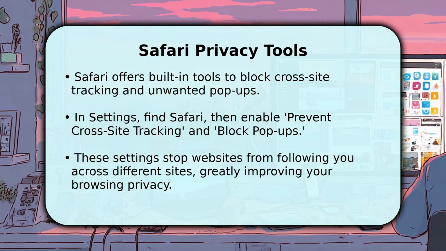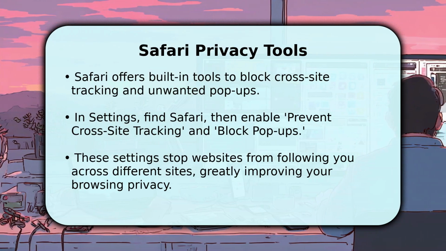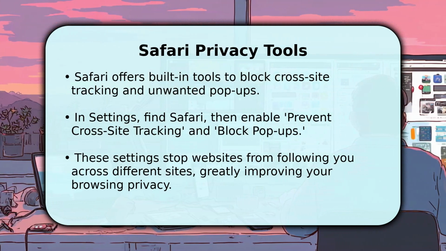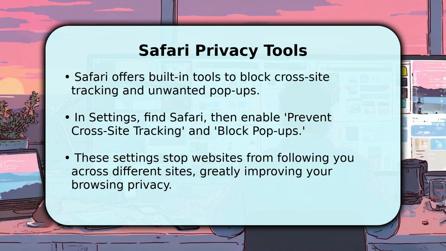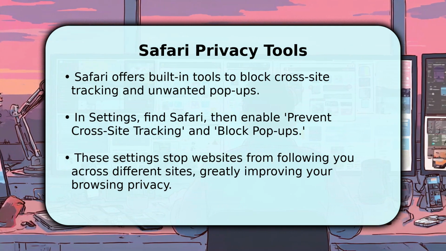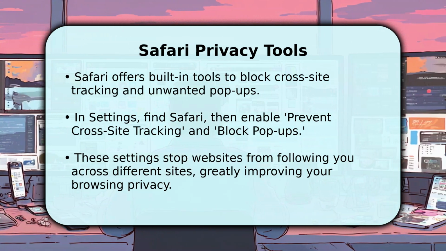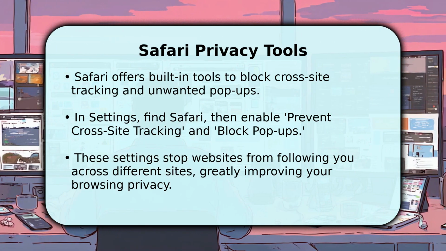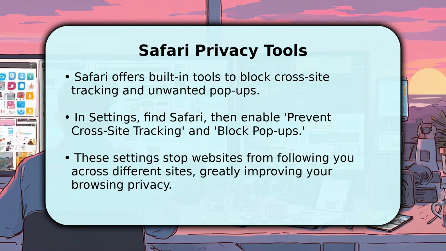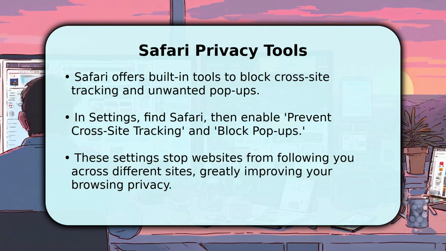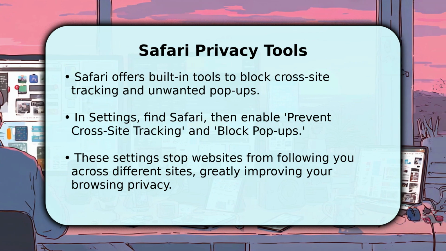Your Safari browser also comes equipped with powerful privacy tools to significantly reduce ad exposure and tracking. Go to Settings, locate Safari, and then ensure Prevent Cross-Site Tracking is enabled, along with block pop-ups. These essential features work together to stop websites from following your activity across different sites and to block annoying advertisements that unexpectedly appear. Utilizing these settings greatly enhances your browsing privacy, making your web experience much smoother.